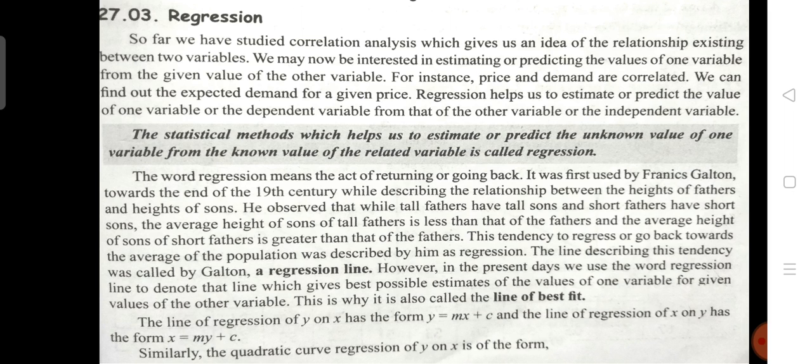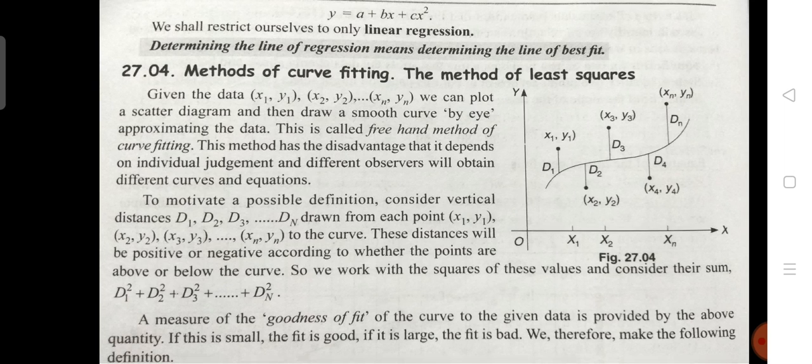The line of regression of y on x has the form y = mx + c. The line of regression of x on y is x = my + c. Similarly, for a quadratic equation, it is y = a + bx + cx². Determining the line of regression means determining the line of best fit. One of the methods of curve fitting is the method of least squares.